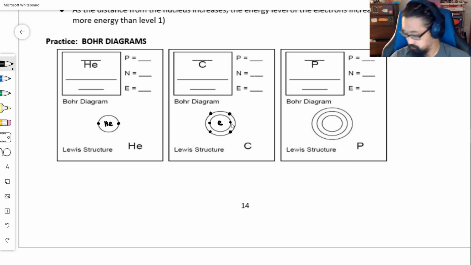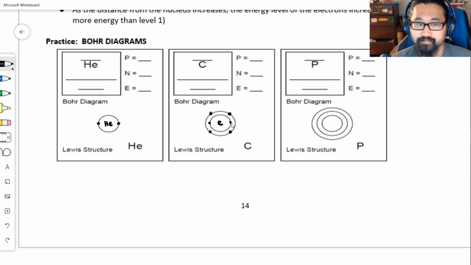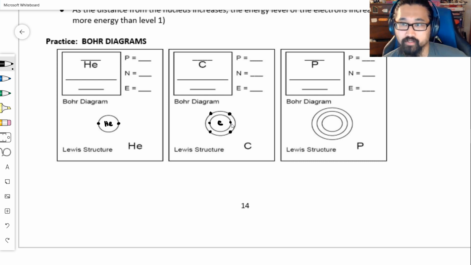You might notice that I'm spacing out the dots. It's because electrons are all negatively charged. So they don't actually want to be near each other. Much like magnets would repel, right? Like sides of a magnet would repel. Same thing happens with charges. Like charges will repel each other.